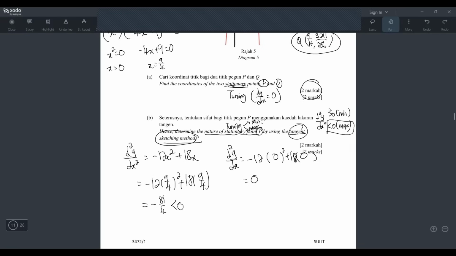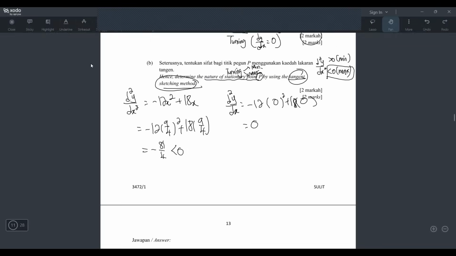And if the second derivative is bigger than 0, it is a minimum, and smaller than 0 is a maximum. But sometimes you will get 0. And when you get 0, it means you cannot determine the nature already. So what you have to do is use another method using tangent. That's why this question says to use the tangent sketching method for point P, because point P will give you 0 for your second derivative. So you have to use another method, right?